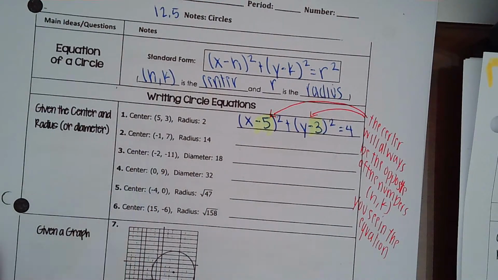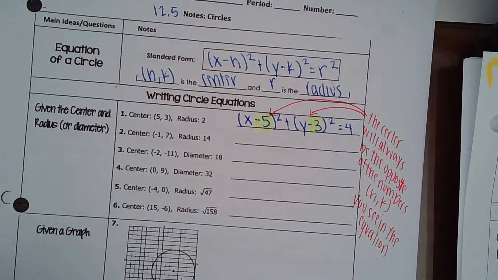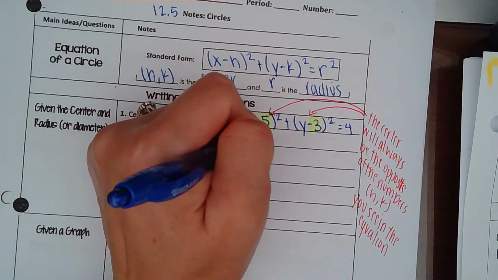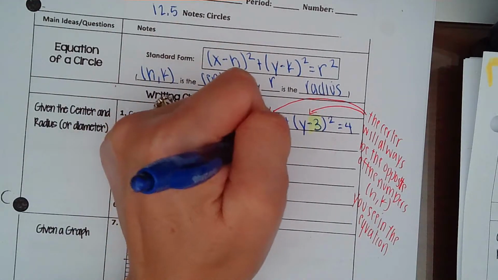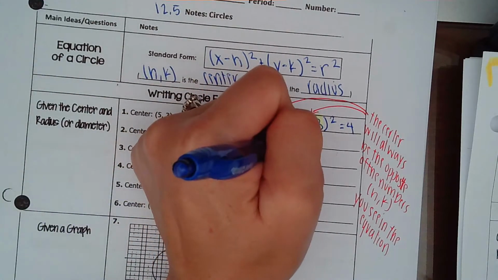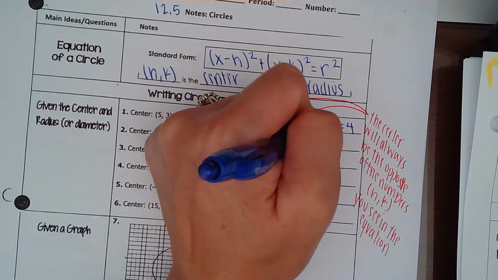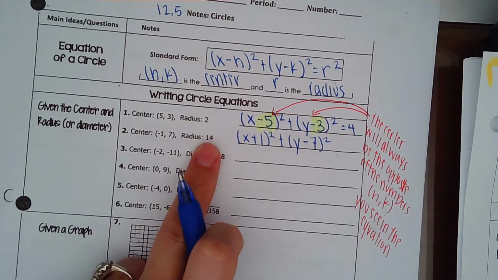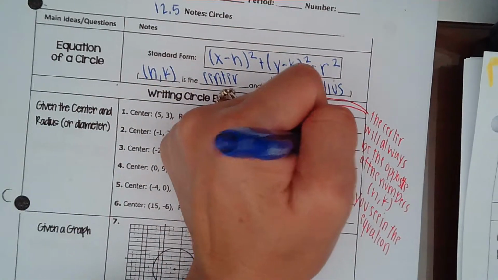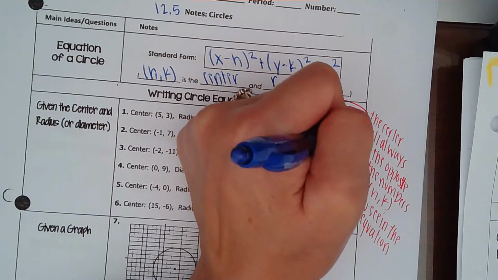All right, so notice right here and right here. This time we have a center of -1, which is going to be x plus 1, the opposite, squared, plus y minus 7, the opposite, squared. And your radius, well, 14 squared is going to be 196.